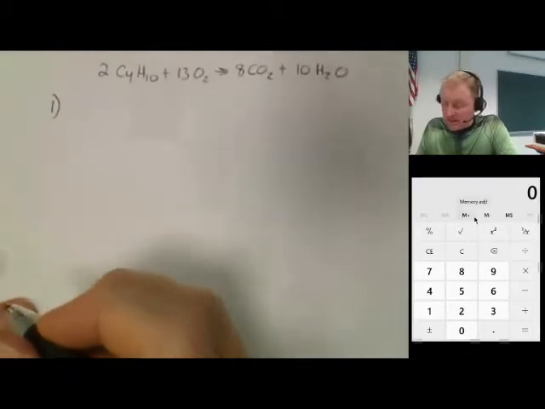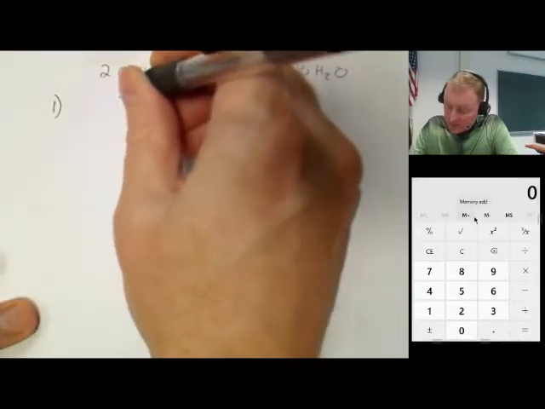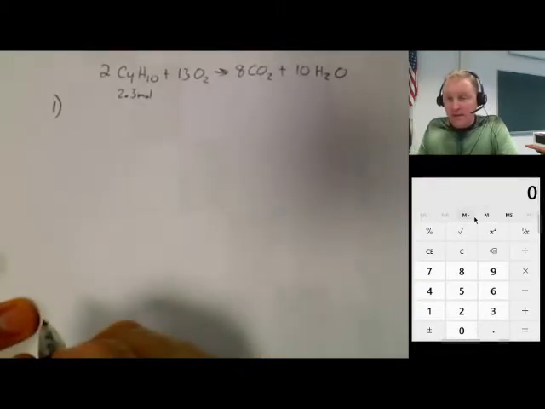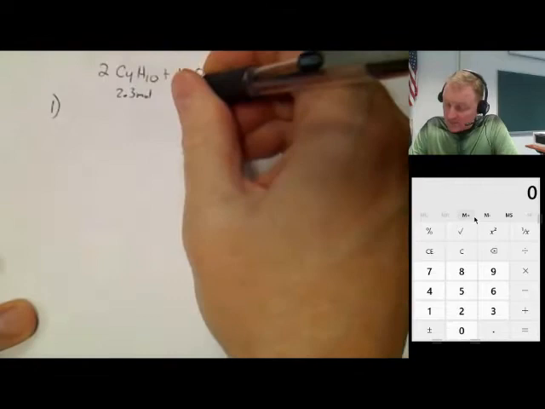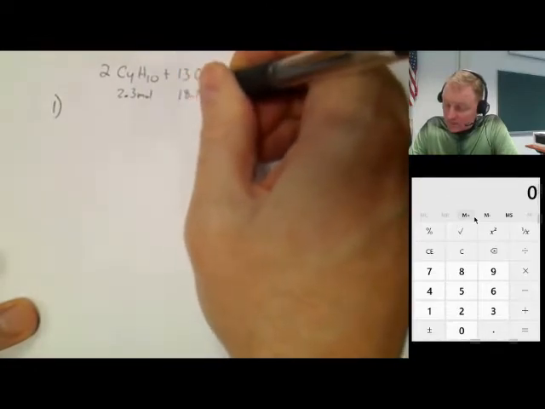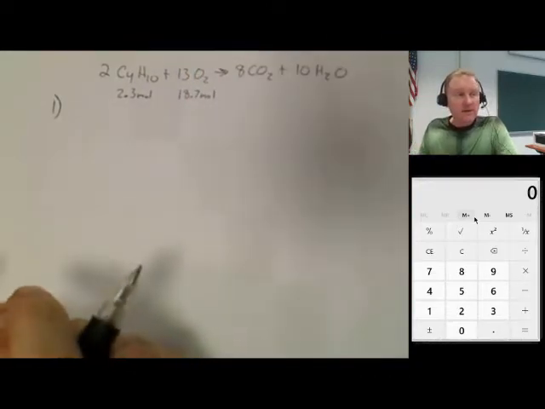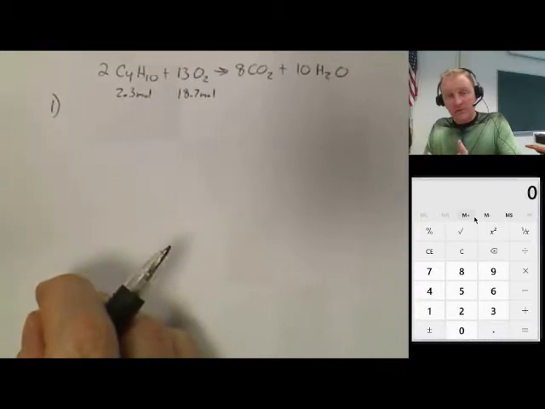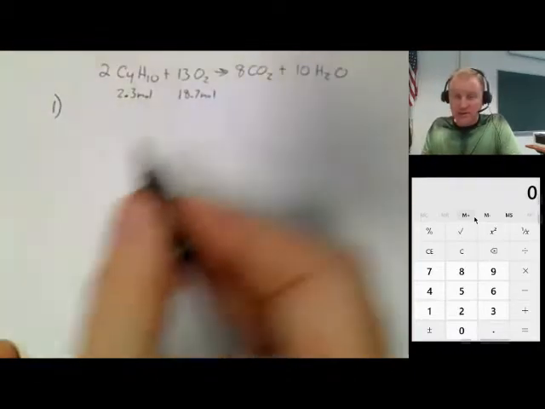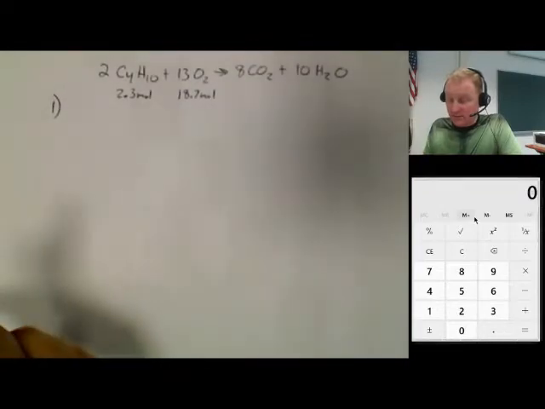a scientist combines 2.3 moles of butane to 18.7 moles of oxygen. Again, if what I'm doing here seems too fast or confusing, go back and watch the lesson for 9.3. I try to walk through the steps a little bit slower with the lesson itself. This is just the solution, so watch that if this is going a little fast.